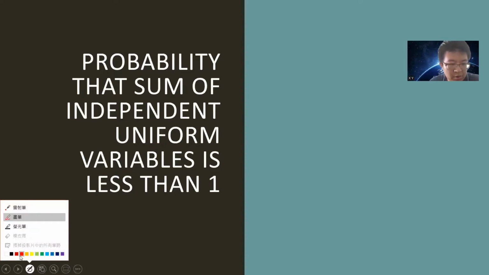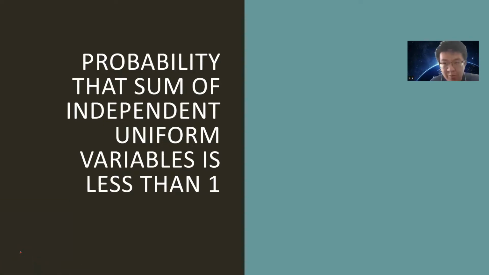I recently encountered an interesting question that is not difficult, but worth making a small video about. What is the probability that a sum of independent random variables is less than one? The situation is that we have x1 up to xn, which are random variables drawn uniformly from 0 to 1, and we want to ask what's the probability that x1 plus up to xn is less than 1.